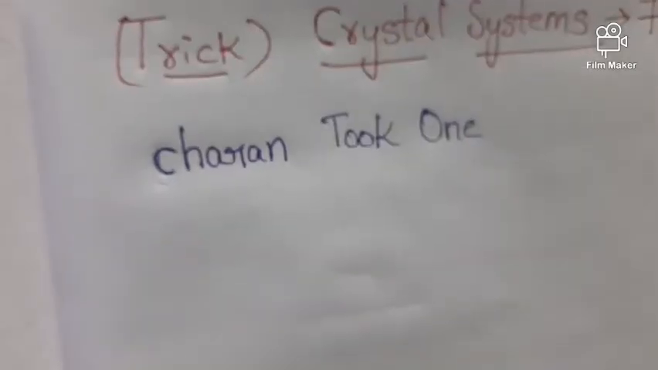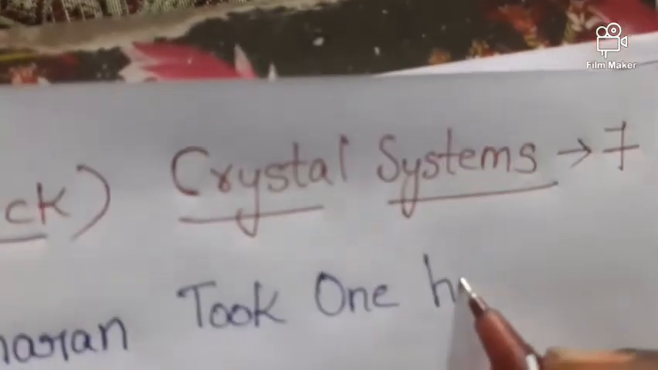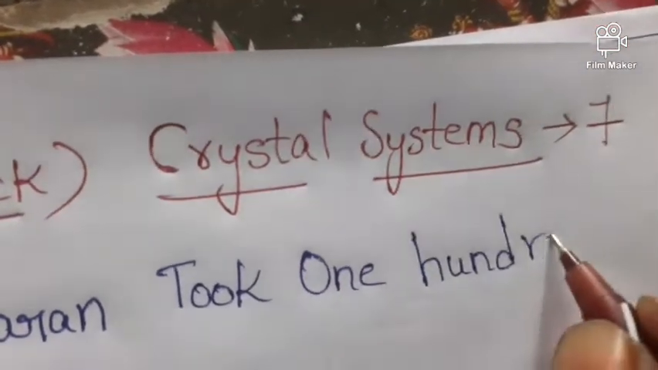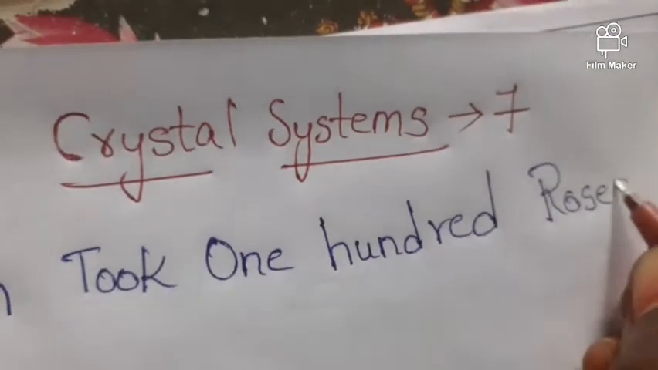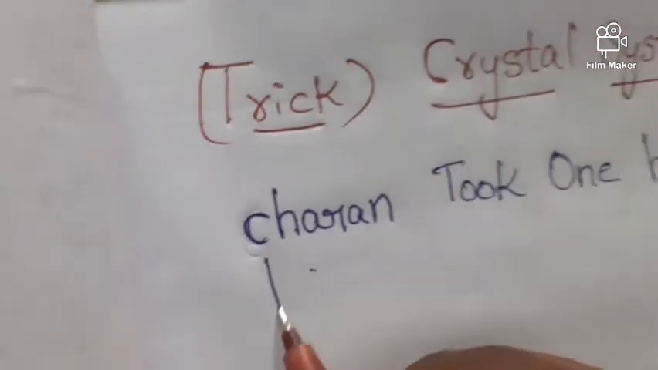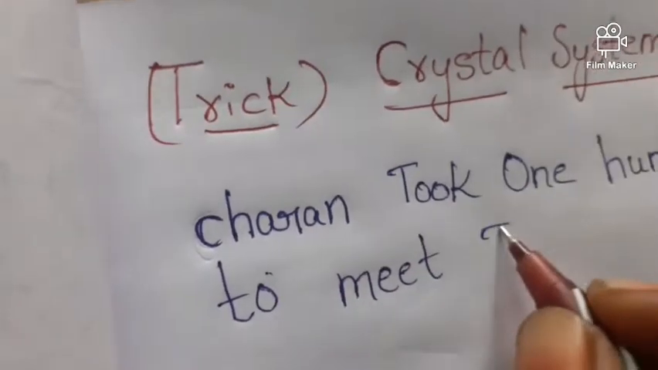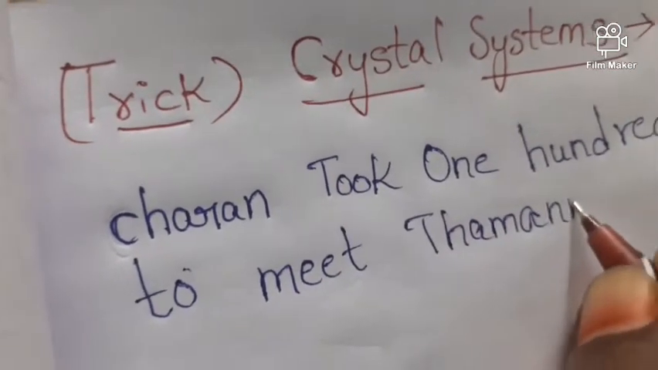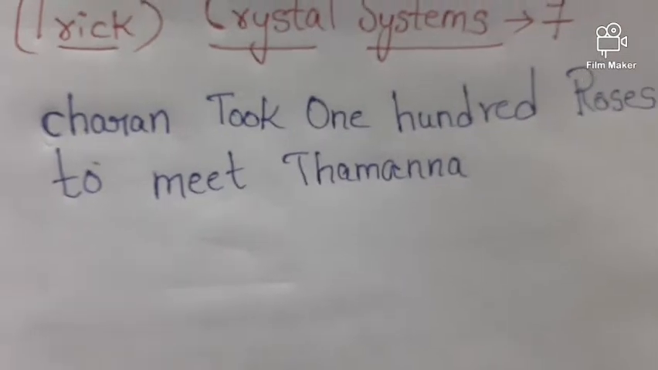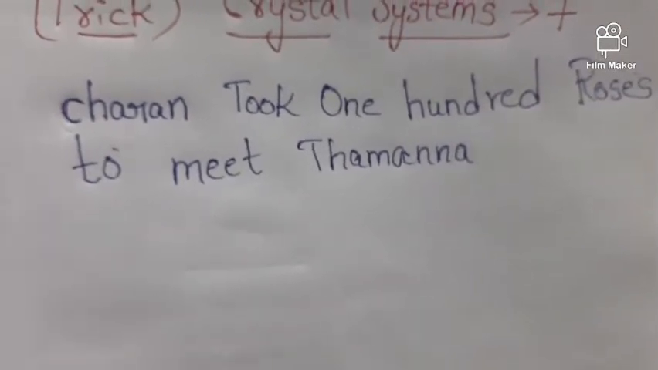See friends, here I am writing the trick. Charan took 100 roses to meet Tamanna. Okay, this is our trick friends. Charan took 100 roses to meet Tamanna.